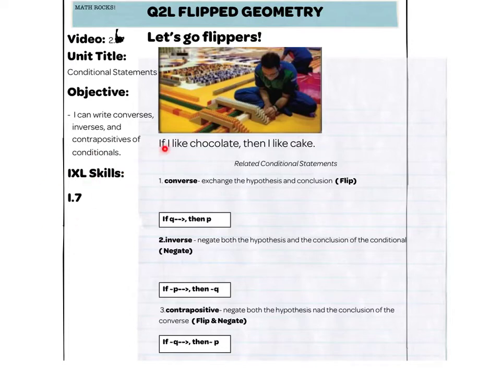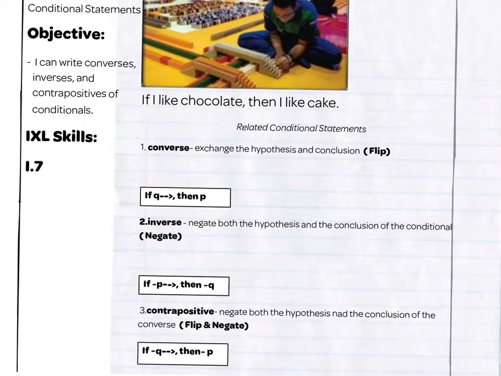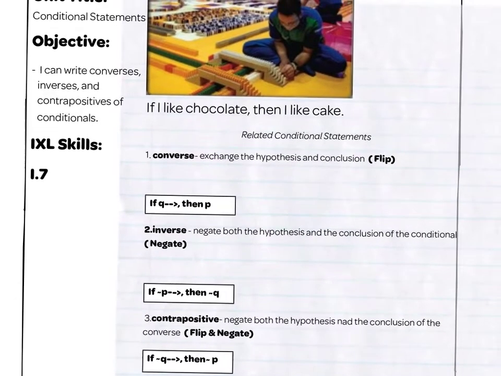If we remember what we talked about the other day with conditional statements, hypotheses, and conclusions, we're going to start off with this statement we referred to before, which is: if I like chocolate, then I like cake. So what we want to do today is develop the idea of related conditional statements. The first related conditional statement that you need to know is a converse. And a converse is when you exchange the hypothesis with the conclusion.